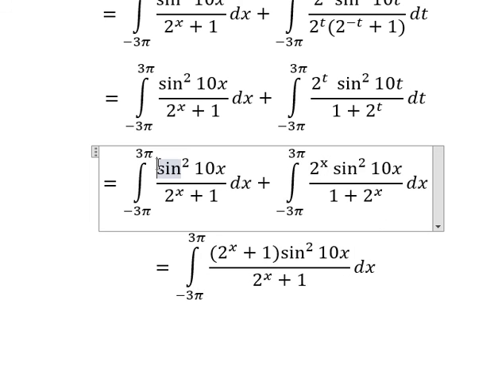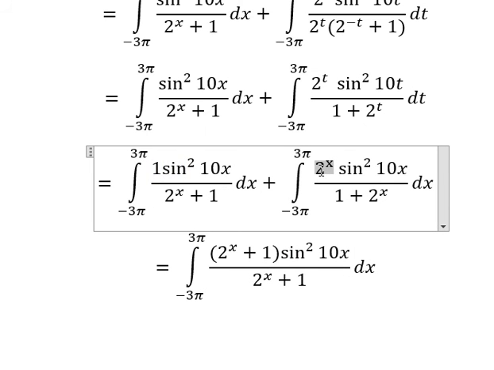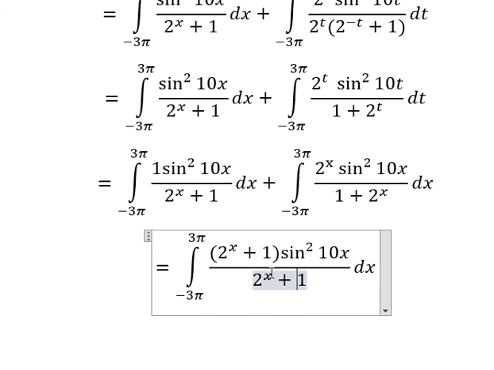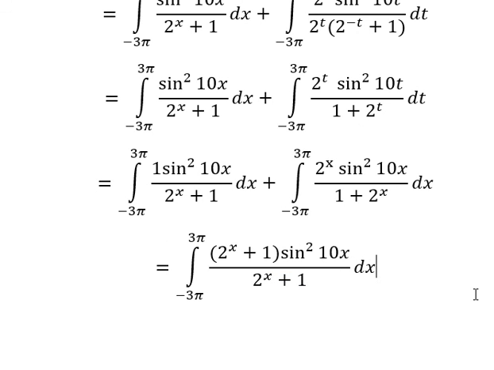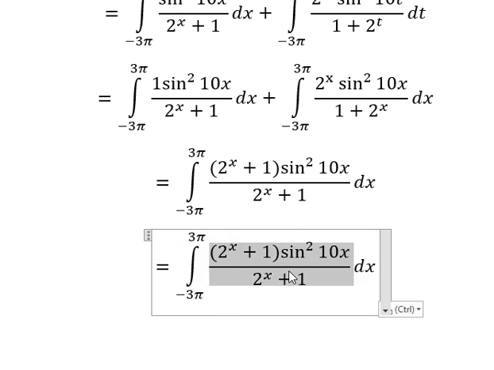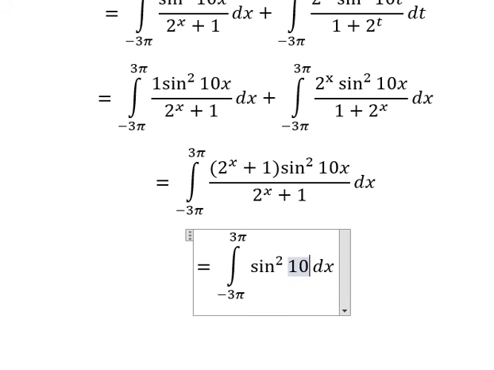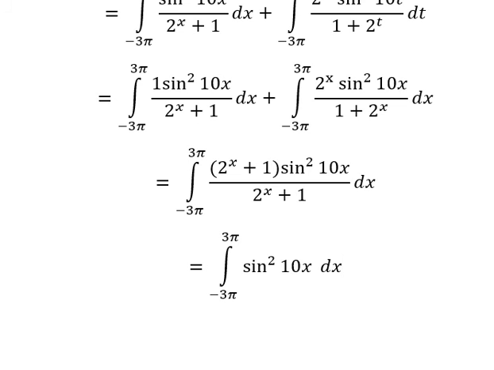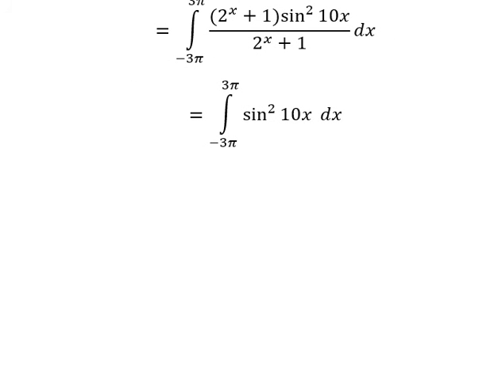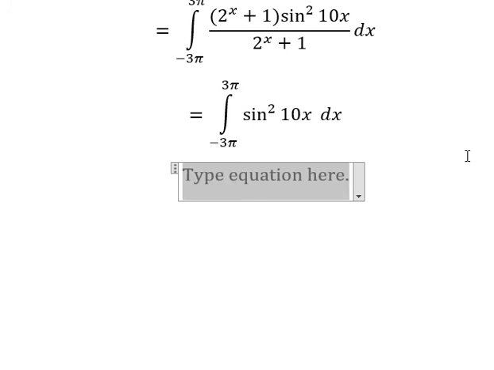Because this one is number 1, and this one is 2 to the power of s, we have a common factor in here. That's why we can create this one. And we have sine to the power of 2 of 10s. Next, we have the formula in here.